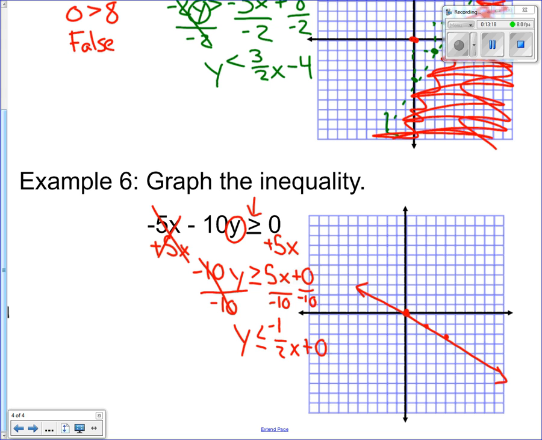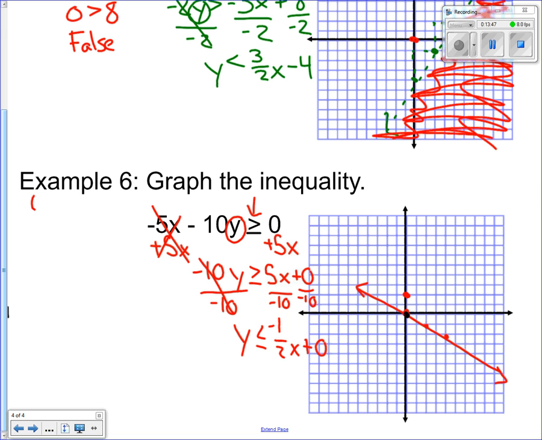The one thing that makes this different, my usual test point was 0, 0. I cannot use that here. And I can't use it here because that's on my line. So it's my choice what I use. Let's pick any point maybe above the line. As long as it's not on it, it's okay. So I'm going to choose 0, 2. Okay? And that's just what I chose. I could use a different one if I wanted to. But that's not on the line, so it's okay to check.